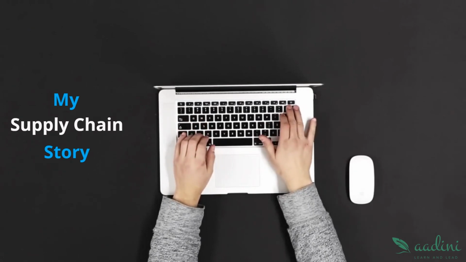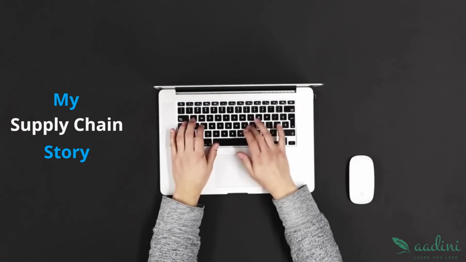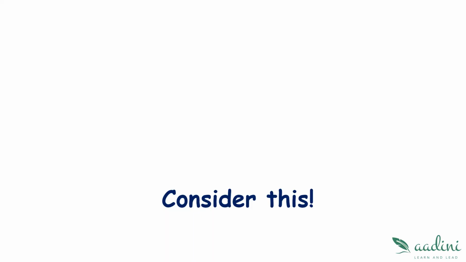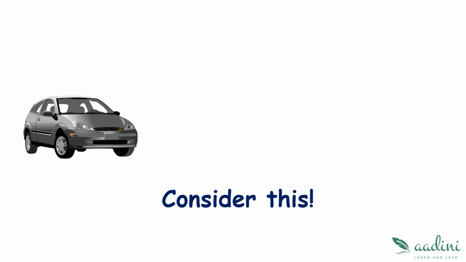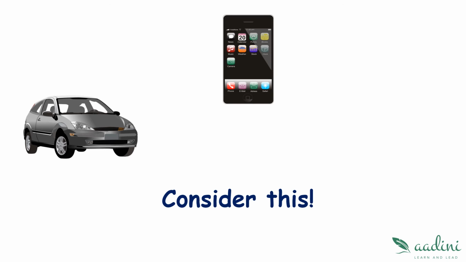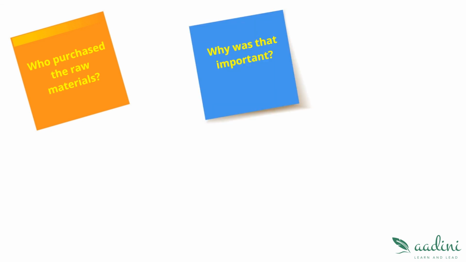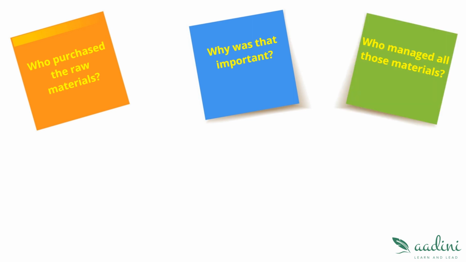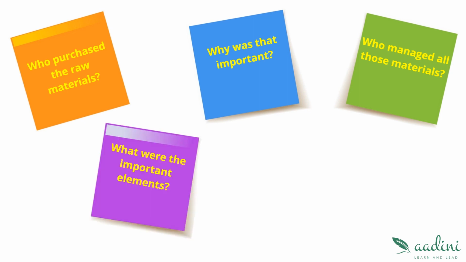Now think about this. Can you write a story about your own supply chain management? Consider one of your favorite purchases, let's say your car, or your phone, or maybe your daily lunch. Think for a moment and analyze the following questions. Who purchased the raw materials, parts, or ingredients for these products? Why was that important in ultimately making you happy? Who managed all those materials and made them into what you wanted? What were the essential elements in getting the item or service right to you?